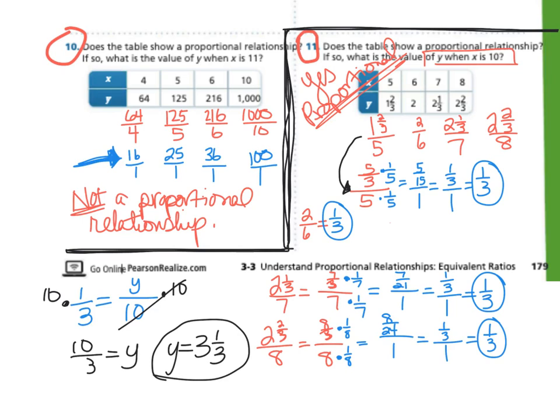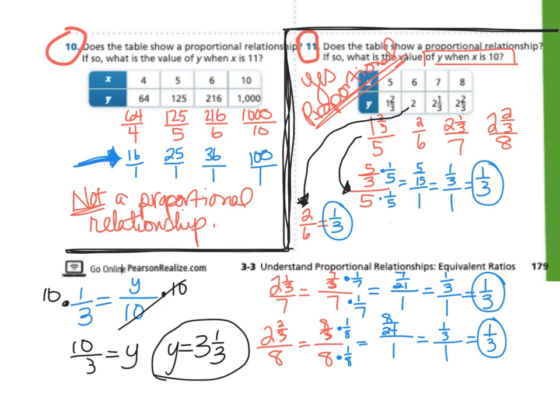For number 11, you're going to need to pause the video and take a look at the work here. So we've got lots of stuff going on here. First of all, the table includes fractions. So what I tried to do is show you from the table the different work that I used to get to each of those ratios.